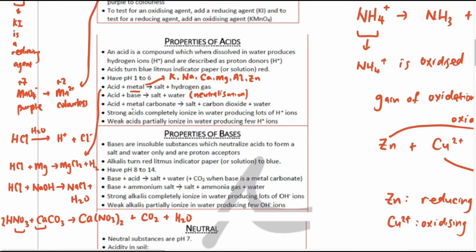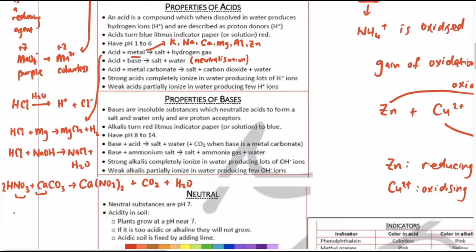So strong acids completely ionize in water, producing lots of H plus ions. So what are strong acids? Normally you have to remember 3 examples. Strong acids are HCl, HNO3, and H2SO4. Hydrochloric acid, nitric acid, and sulfuric acid.